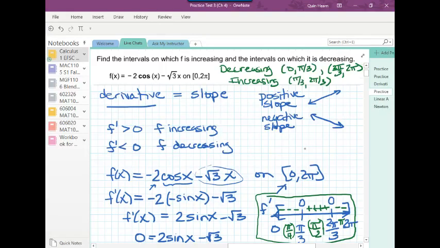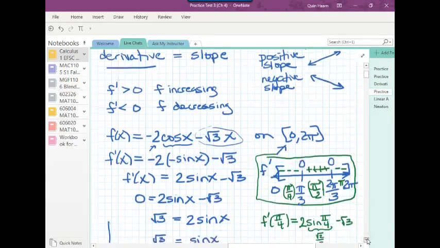Okay, so the general procedure is to take the derivative, set it equal to 0, find where it's 0, set up a sign chart for the first derivative, test points between the zeros to see if you get positives or negatives, and then use the rule that the function decreases when the derivative is negative, increases when the derivative is positive.